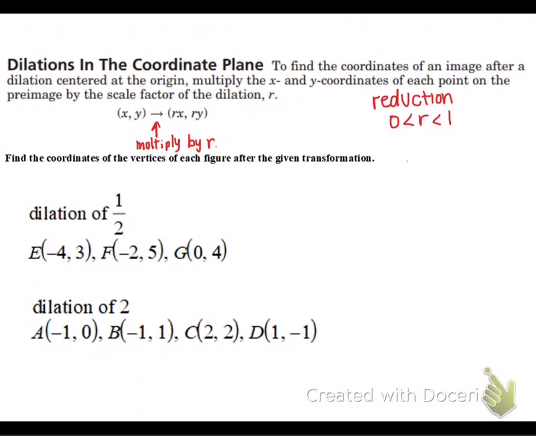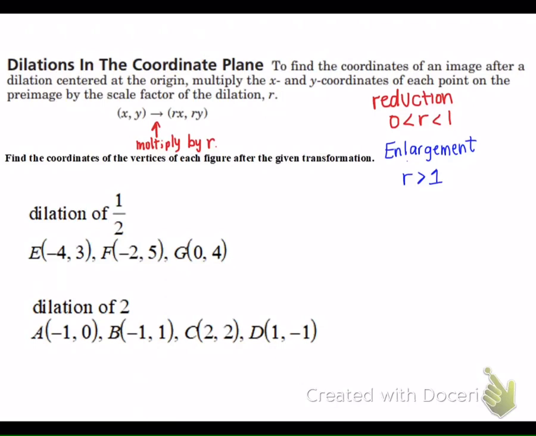If the value is greater than 1, because we don't talk about anything less than 1, if r is greater than 1, it's considered an enlargement. 2, 3, 4, 5, 6, 7, 8, 9, 10. 1.1 is greater than 1. 1.2, 1.3, 3.14. Anything bigger than that, we always consider it a positive value, therefore it's an enlargement. So we want to be able to classify these as enlargement or reduction.